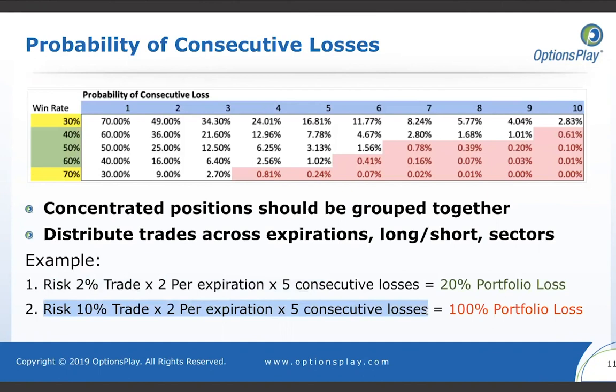So think about that. If you have your trades fairly spread out across 5 different expirations, but you have 2 trades per expiration and you're risking 10% per trade, you can lose your entire account in a bad month. That's really what we're trying to avoid here. We're trying to avoid losing your entire account and not having enough capital to come back from.